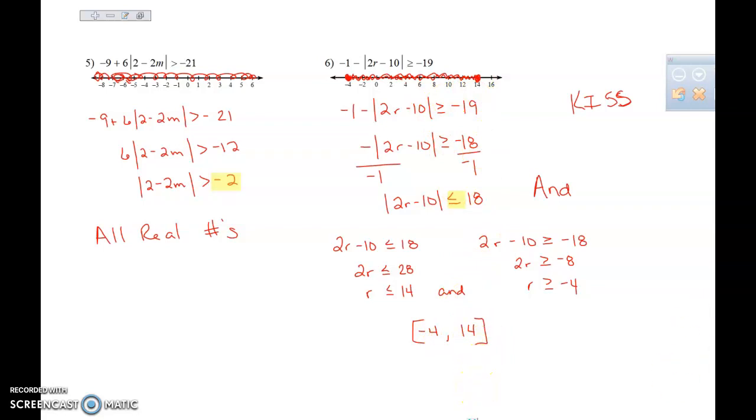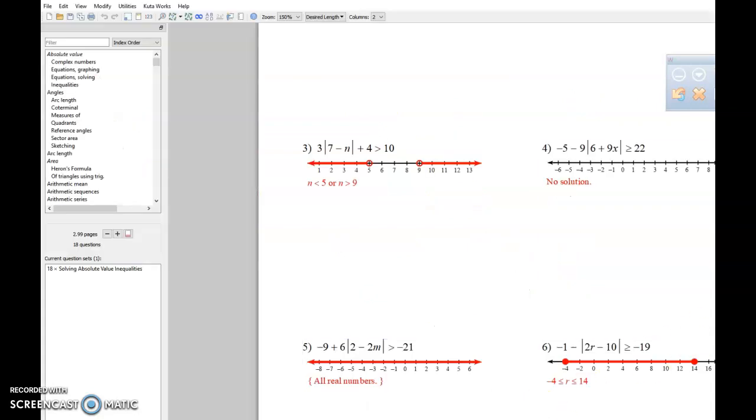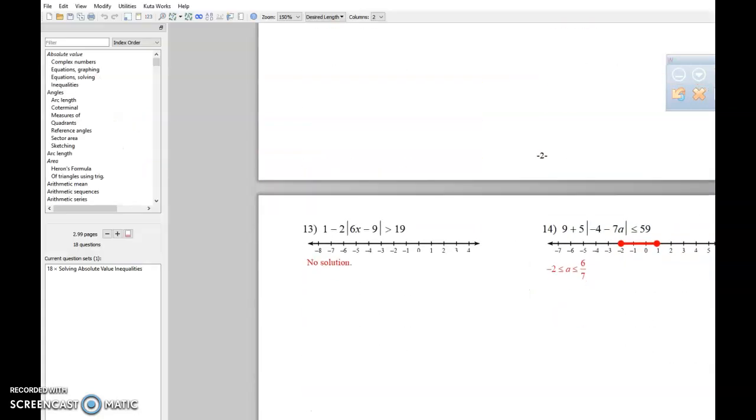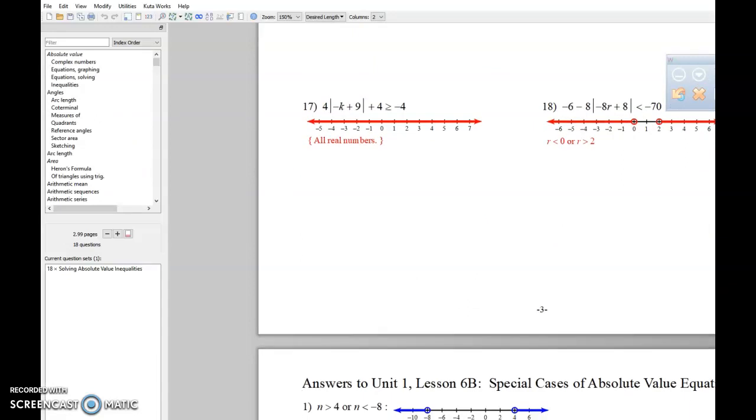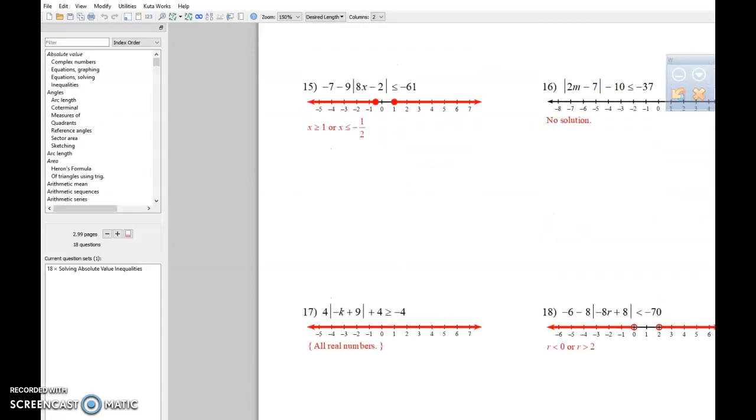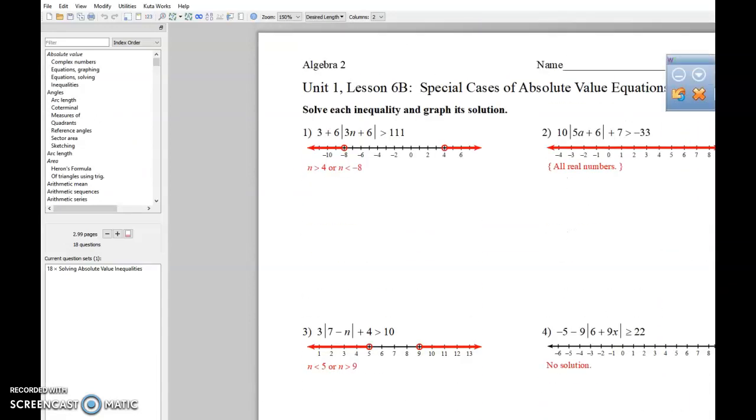Okay, so on this worksheet, I would like you to try the rest of them, which, give me a second, and I'll tell you how many that is. So it should be 18 total, and we did 6 of them together. So you're going to try 12 on your own.